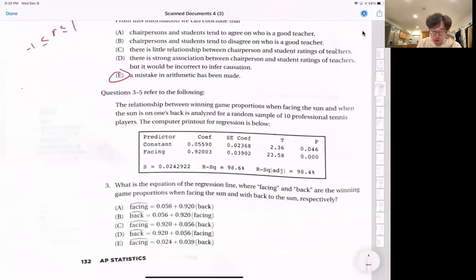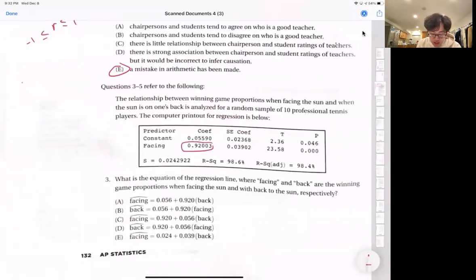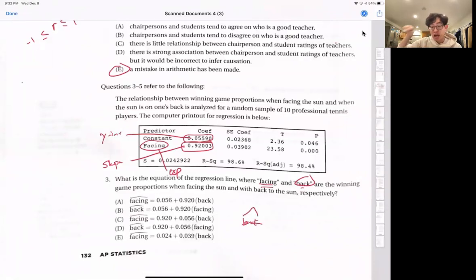Question number 3, we did this in class, but basically this one is always your slope. This one is always your y-intercept. This one is your explanatory variable. And the other, the response variable, would be the context in which it's going to be back. It says facing and back. Those two are the only variables that we're dealing with. So we're going to say back with a hat.